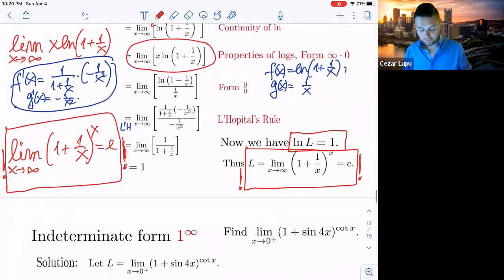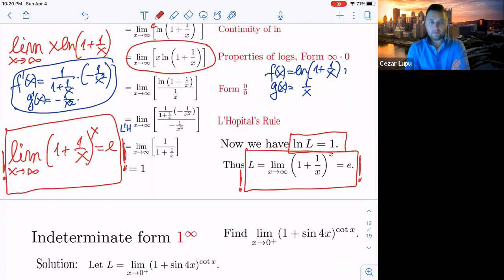Okay, let's see another one. Look at this beauty here. We need to find the limit as x approaches 0 plus of (1 plus sine of 4x) to the power cotangent of x, right? Again, if we plug in x equals 0, you see sine of 4x will approach 0, and cotangent will approach infinity. So we're dealing with the indeterminate form 1 to the power infinity, and we're going to do the same thing.